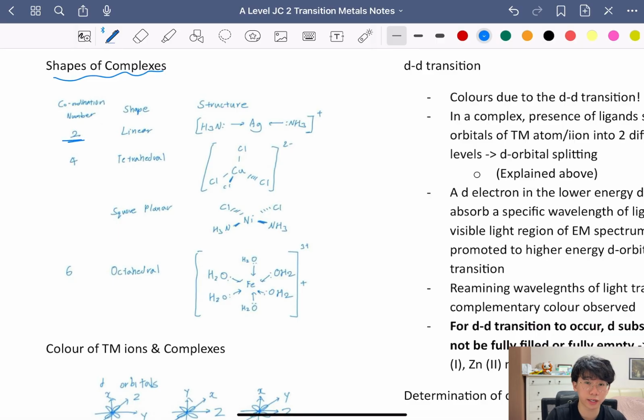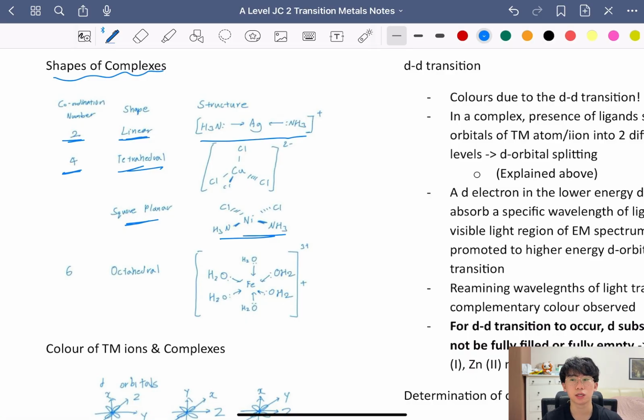Now this is very similar to the shapes of molecules that is covered in chemical bonding. If there is a coordination number of 2 for the transition metal complex, it tends to be linear. So for example, this Ag(NH3)2+. If the coordination number is 4, it can be 2 shapes. It can either be tetrahedral or square planar. So tetrahedral is like CuCl4, and square planar is like cisplatin over here.